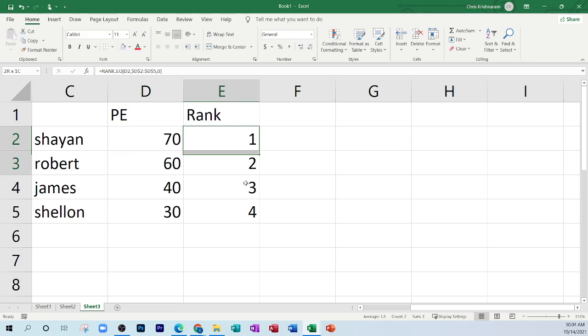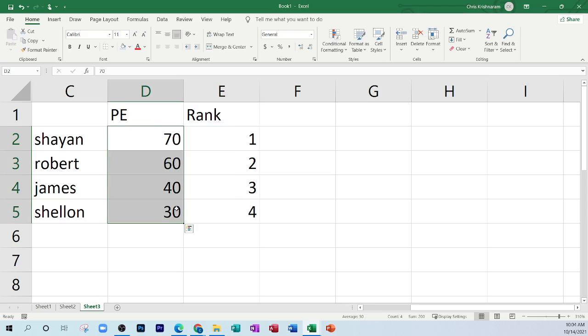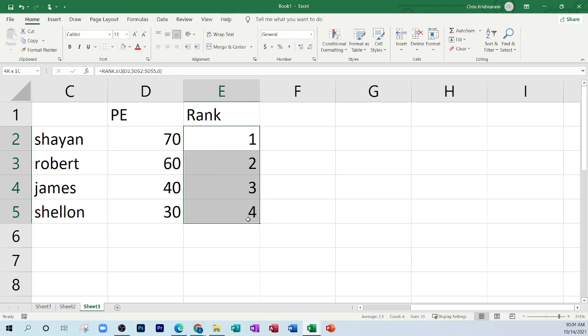So notice now the rank is in its correct order. So when you're using rank, if you want the rank to be in that logical order, you have to sort the data. That's important to remember. You either sort the data smallest to largest or largest to smallest, whichever one, so that you can get the appropriate rank.